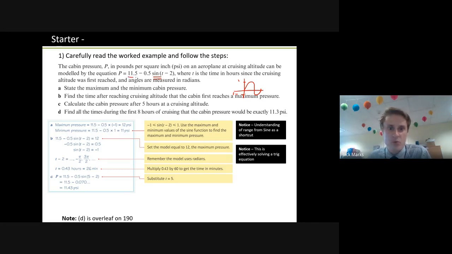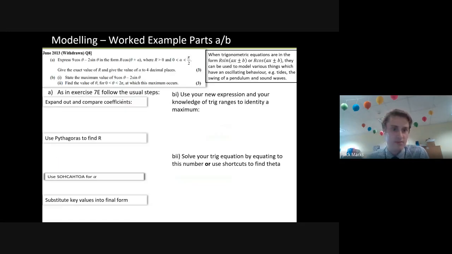So if you have 11.5 minus half of a sine graph, you know that this will be between 0.5 and -0.5. In other words, you know the pressure in this question will always be between 12, minus 0.5 will give you 12, and minus 0.5 will give you 11. The values for this will always be between 10 and 11. And that's what these questions here touch on. We're going to do that, but with slightly more difficult questions.